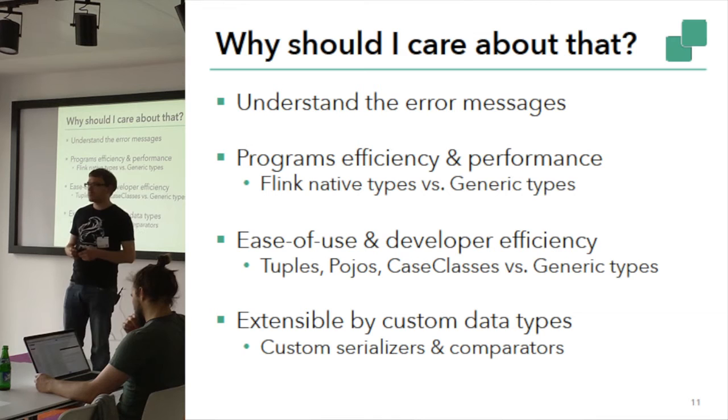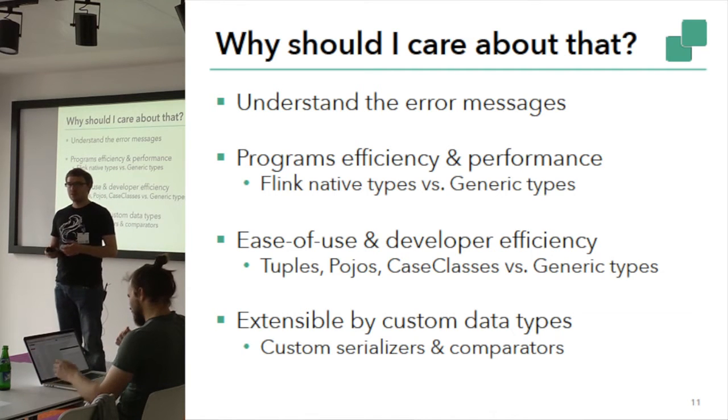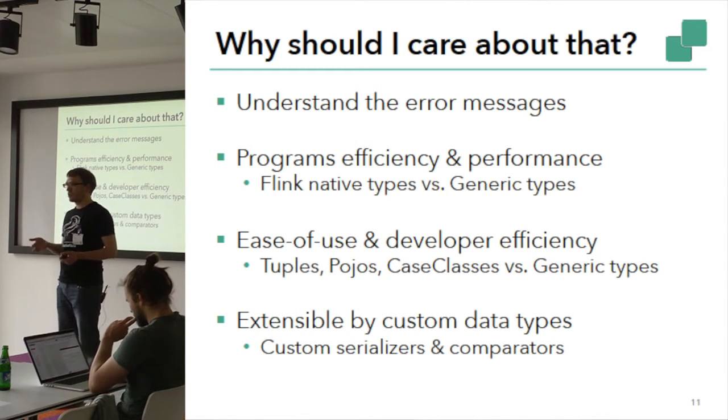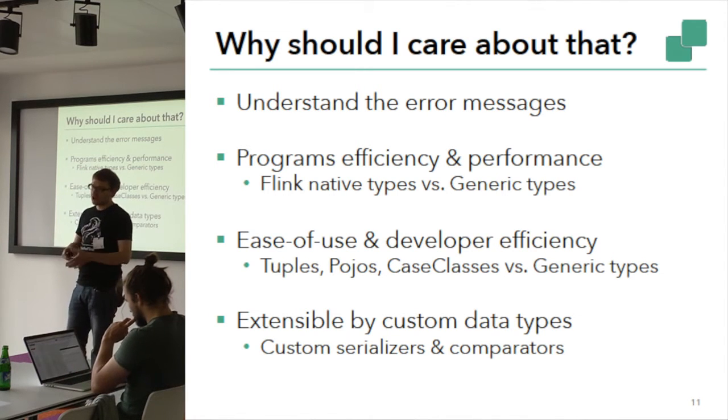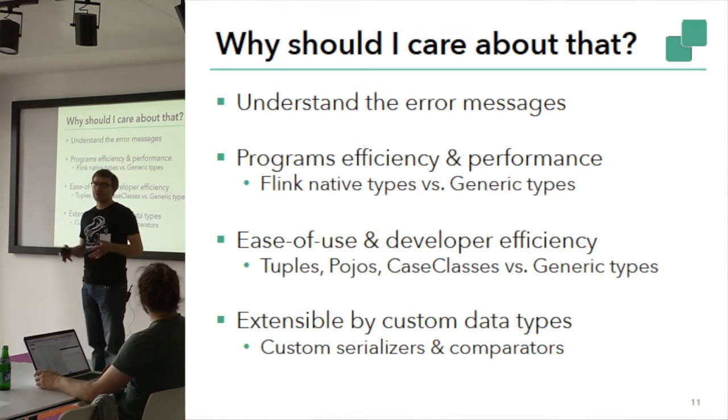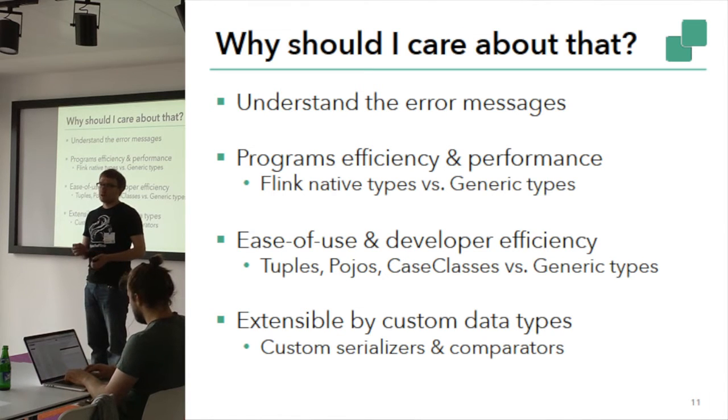I'll show a few examples of how to specify keys. There are very nice ways of specifying, for example, if you have a POJO and you want to group on a certain field, how you can actually address this field. And last but not least, this whole type system is extensible. So you can provide your custom type, provide custom serializers, and also provide comparators that operate on binary data.